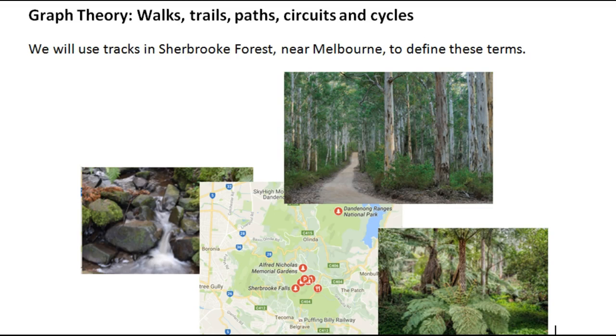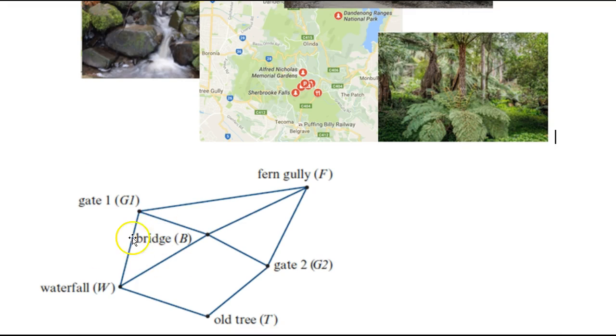There are some more terms we need to learn the definitions for: walks, trails, paths, circuits, and cycles. We'll use some tracks in Sherbrooke Forest near Melbourne to define these. This is up near Ferntree Gully. Using some of these tracks, we can see there's a gate here, a second gate to the park, an old tree, a waterfall, a bridge, and Fern Gully itself. Obviously there's a lot more tracks up there, but we're just using these for an example.